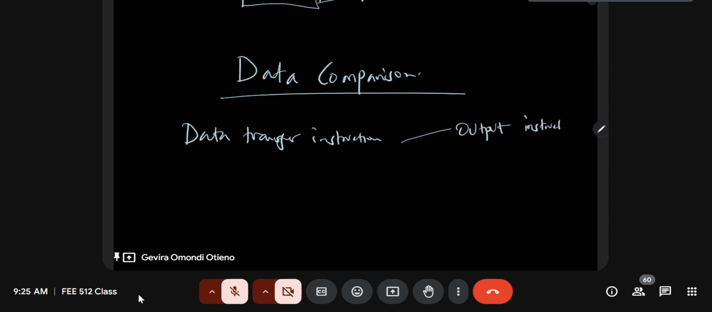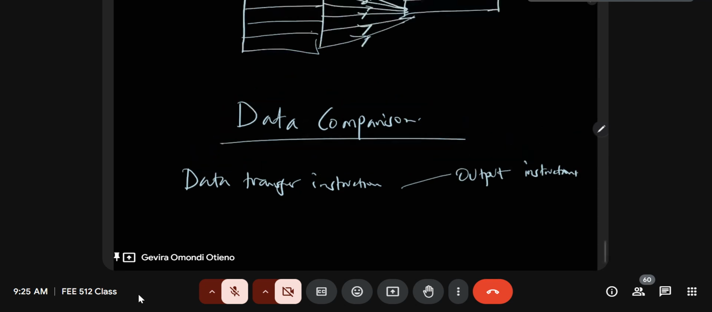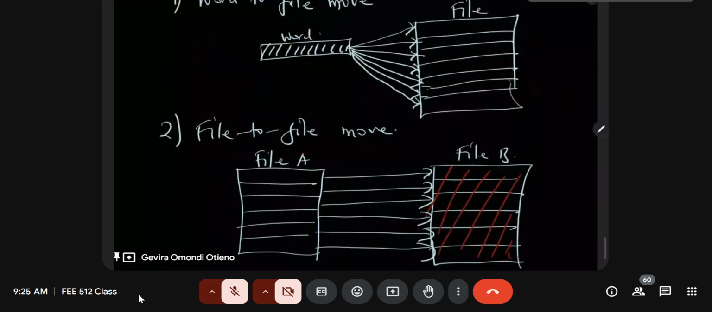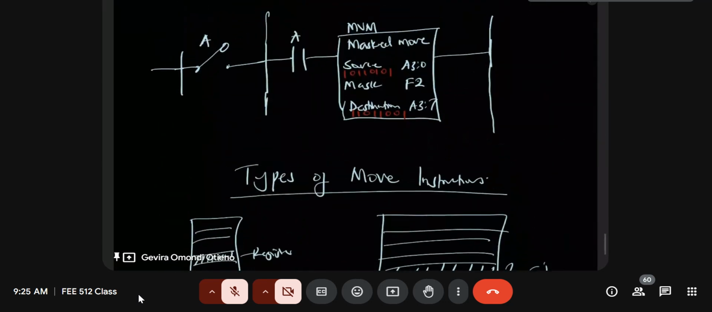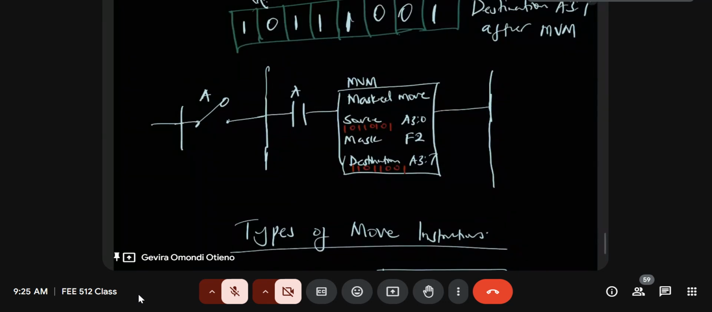instructions. If you are keen enough, let me take you back. Look at that ladder diagram. It is not connected to any output. Typical ladder diagrams, we usually have the output connected. Here, it's not connected. Why? Because this is already an output instruction.